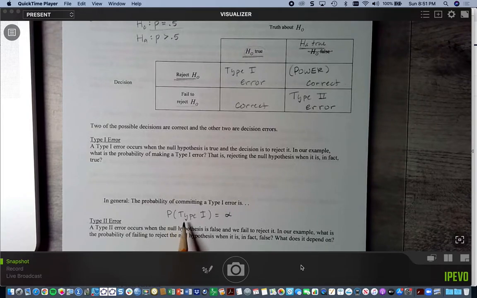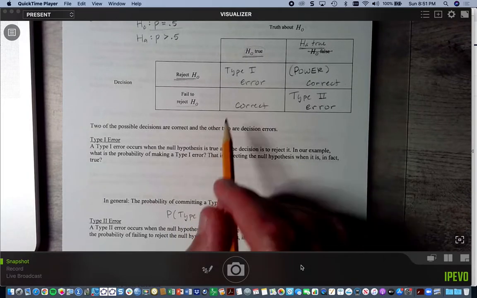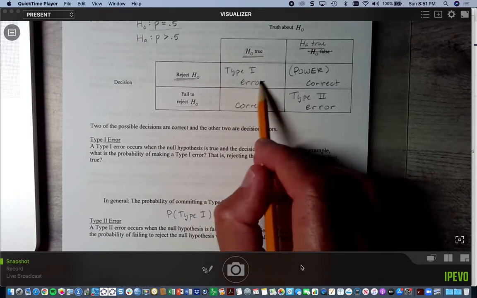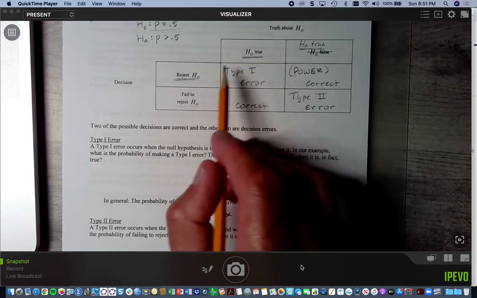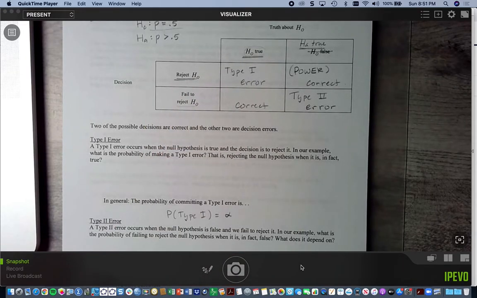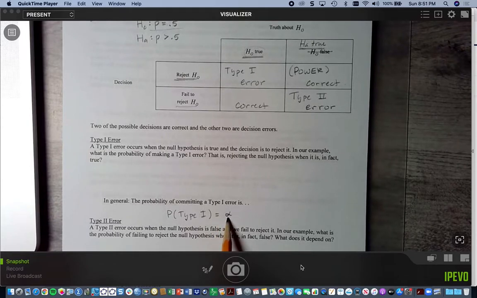Sorry, we want to make the alpha level something relatively low. We want to be in this cell, not that cell. If the null hypothesis is true, we want to fail to reject it, and we'll fail to reject if we make the alpha level smaller.